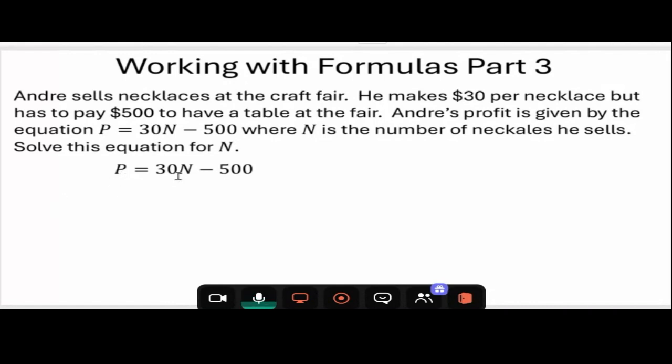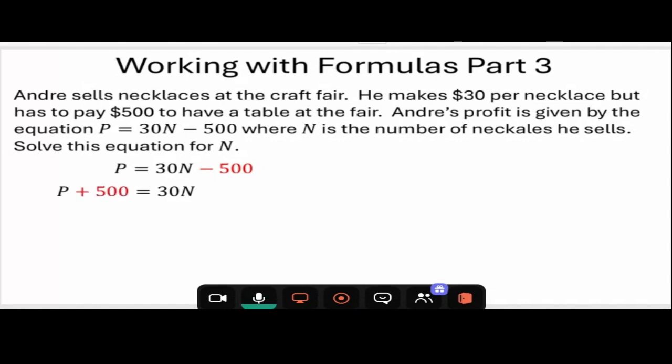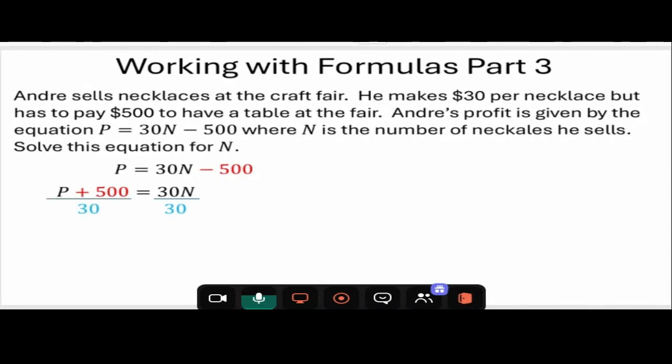So I've got to make that constant term go away first. Subtracted 500 on the right becomes an added 500 on the left. Now I've got a 30 being multiplied. What is the opposite of multiplied by 30? It is divided by 30. But whatever we do to one side, now listen, we must do to the entire other side, which we can write like that.